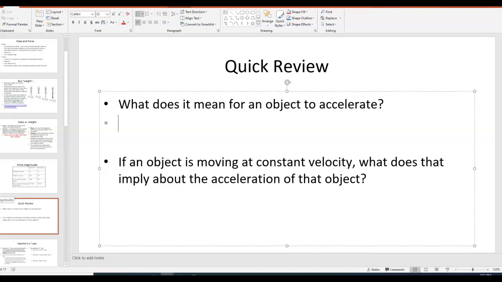The second question says, if an object is moving at a constant velocity, what does that imply about the acceleration of the object? Again, hopefully you learned this in the first couple of videos, but an object moving at a constant velocity, by definition, has an acceleration of 0 meters per second squared. That's just what that means. Now let's get into Newton's first law. I'm going to break down the first law, but first let's take a look at the first law in its entirety.